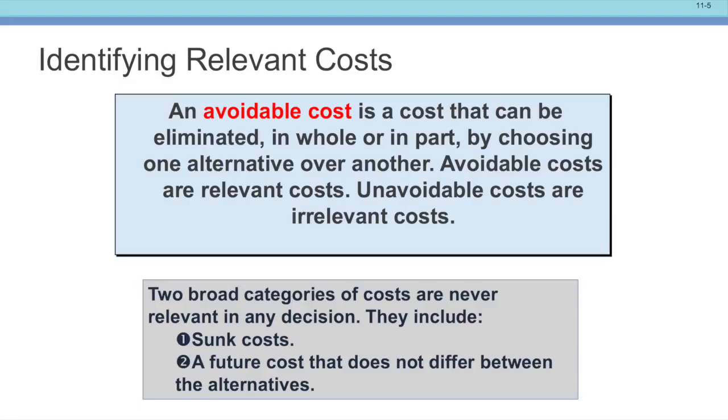Two broad categories that are never relevant costs are sunk costs and a future cost that does not differ between the alternatives. So sunk costs, I often use buying stocks as a sunk cost example. It doesn't matter what you paid for the stock. The amount of money you paid for it is a sunk cost. What matters is what will happen to the future price. That's how you make your decision there. Sunk costs are irrelevant, as are any future costs that do not differ between the alternatives.